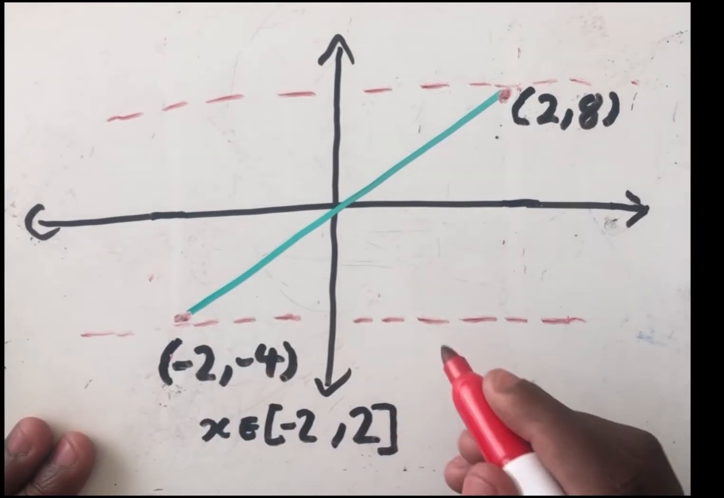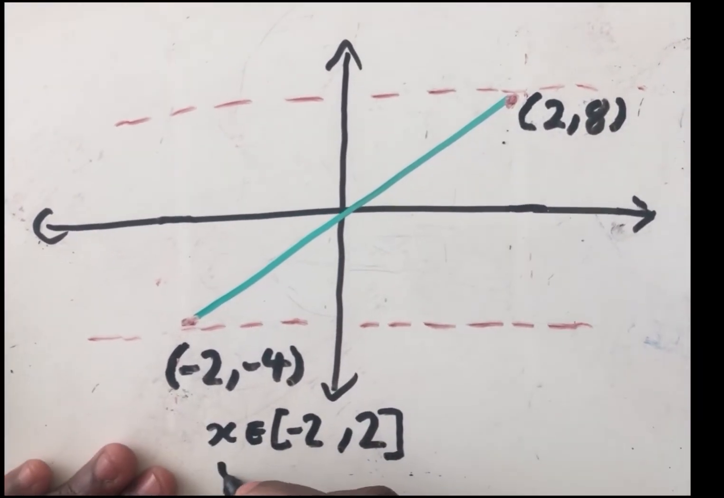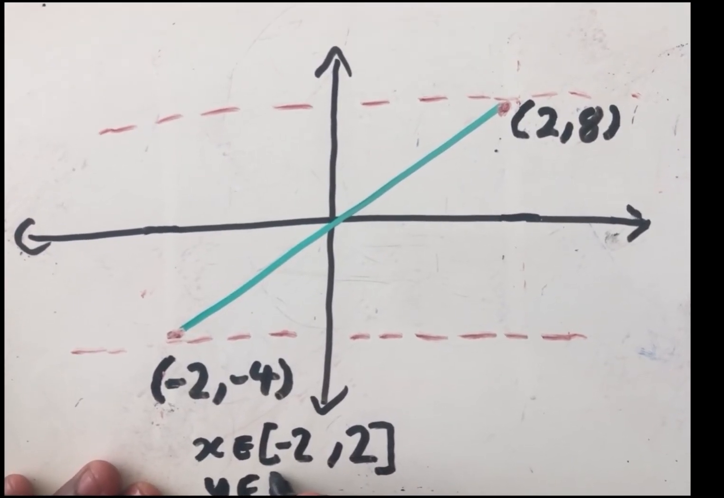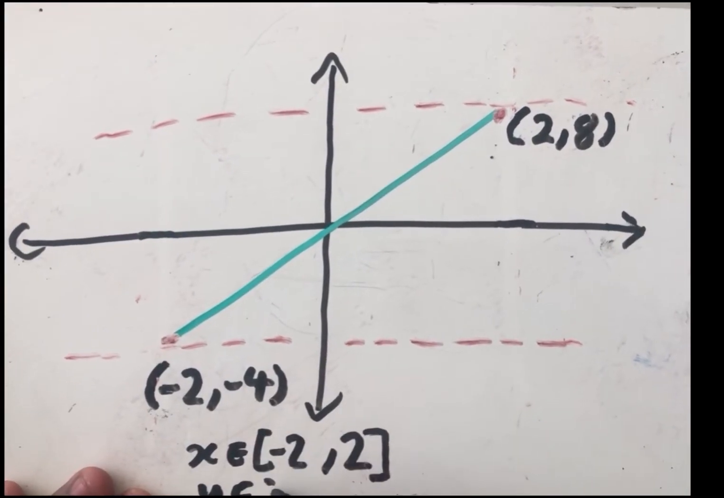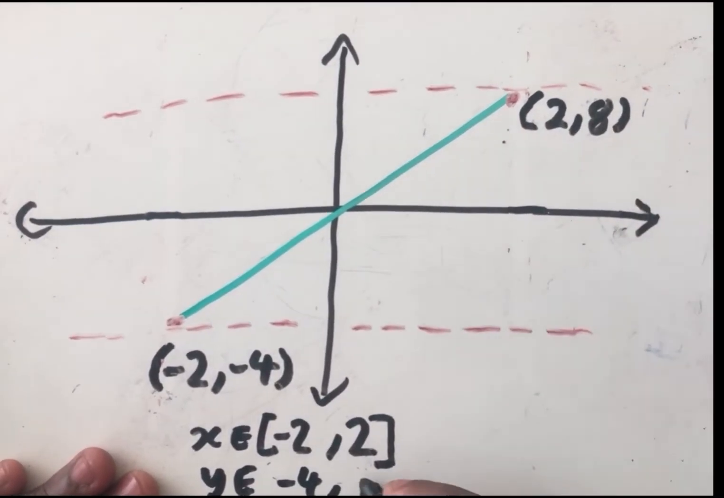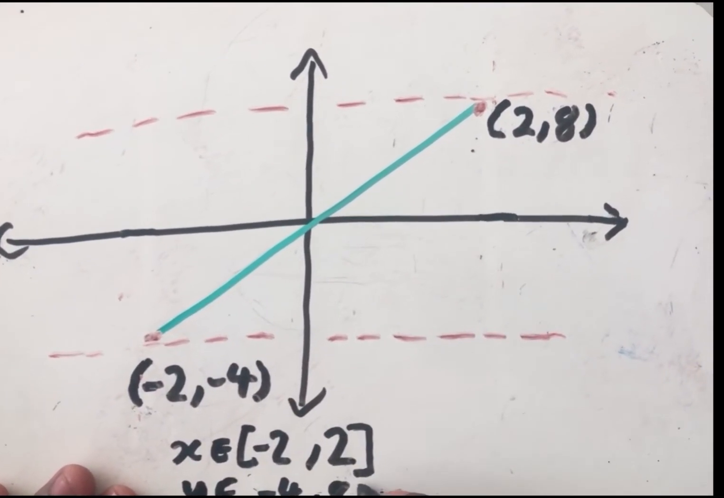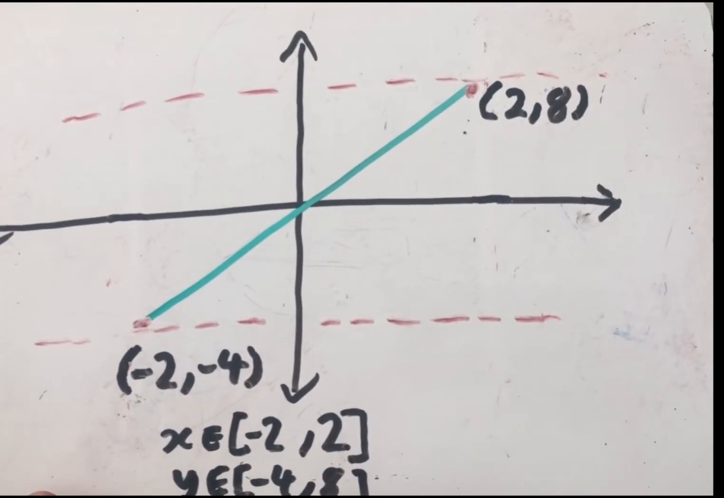So we have to write the range. In this case, we're going to say y is an element of. Where does it start? It starts at -4. Remember, we're looking at the y values. So it starts from -4. Where does it end? It ends at 8. And because it's neither an arrow nor an asymptote, it's going to be square. So that's what we have there.